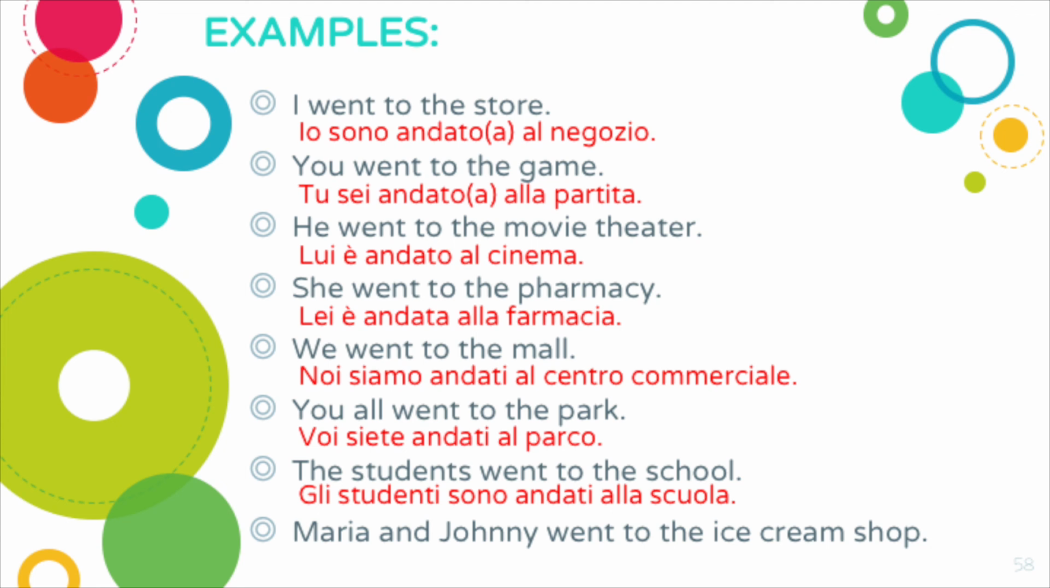Last, we have Maria and Johnny. Remember, when it is a female and a male, we go to the masculine again. Only when we have two females do we go to the feminine plural. This sentence would be Maria e Giovanni sono andati alla gelateria.